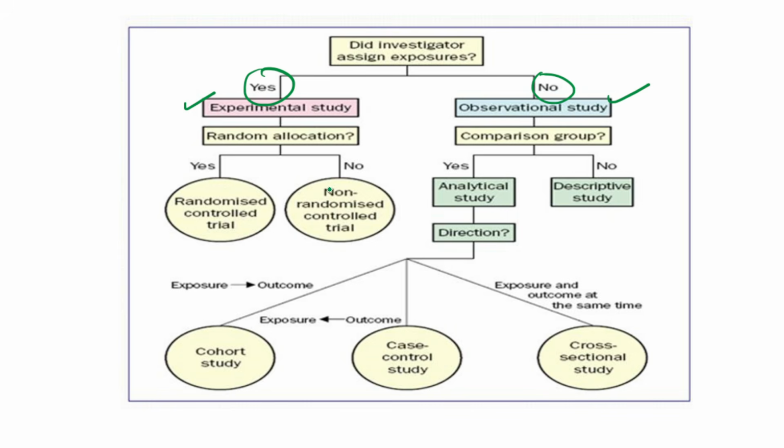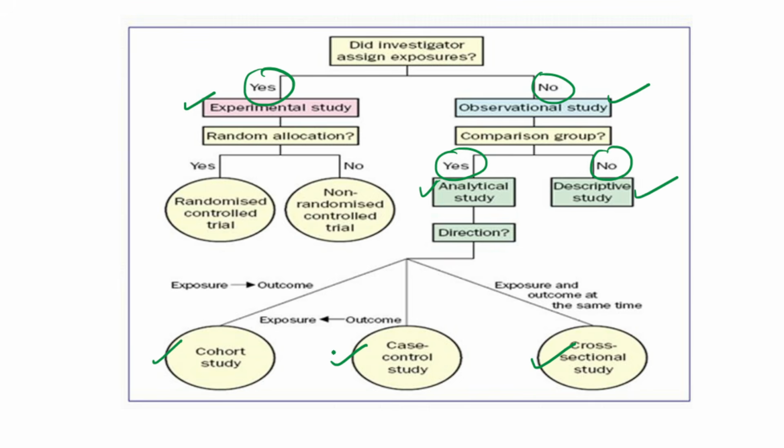no random allocation respectively. But in the observational study, if there is a comparison group, then it goes into a term called analytical study. If there is no comparison group, then it is called a descriptive study. This analytical study is further divided into three types. Either it can be a cohort study, case control study, or a cross-sectional study. If the study goes from exposure to outcome, then it is a cohort study. If it goes the other way, that is from outcome to exposure, then it is called a case control study. If exposure and outcome are studied at the same time, then it is called a cross-sectional study.